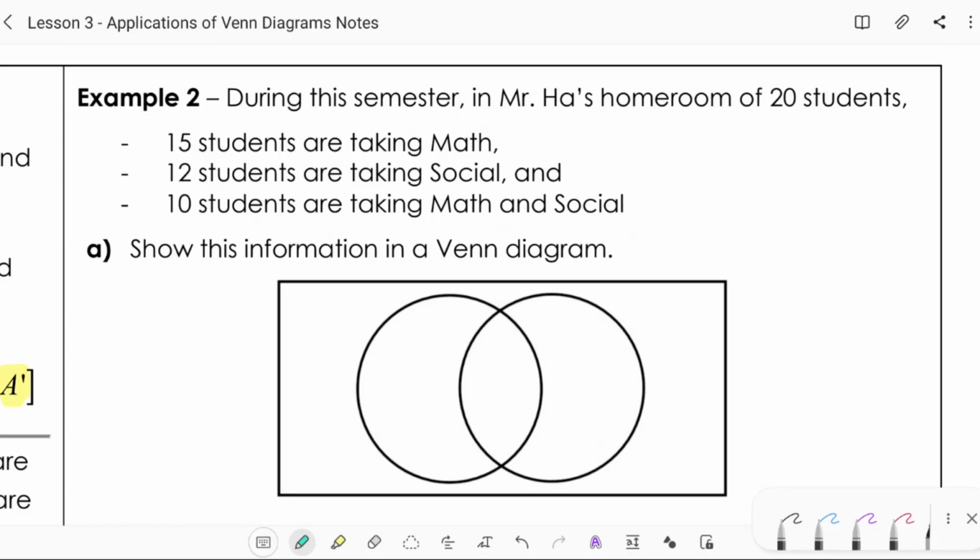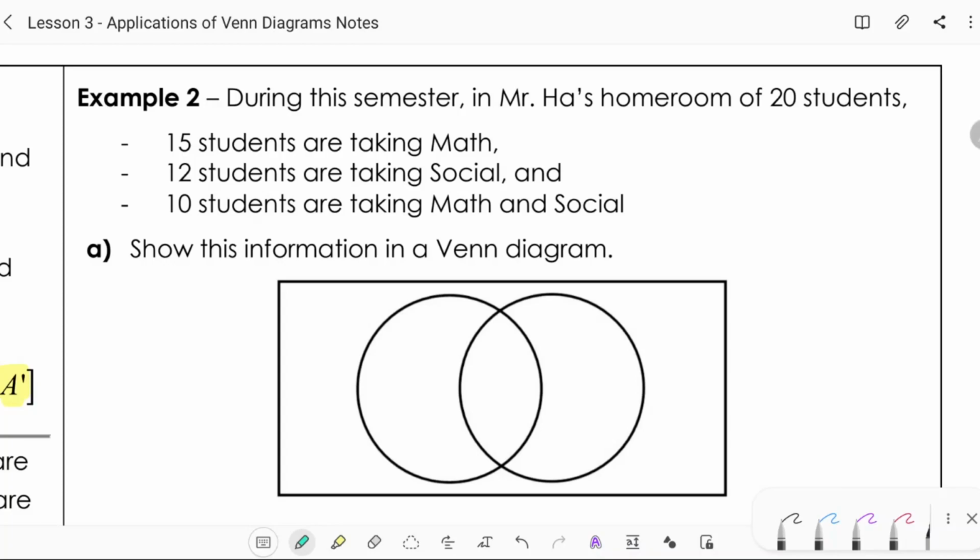All right, let's look at example 2. During this semester in Mr. Ha's room of 20 students, 15 students are taking math, 12 students are taking social, and 10 students are taking math and social, right? Because math and social don't need to be exclusive things. You can be in both.